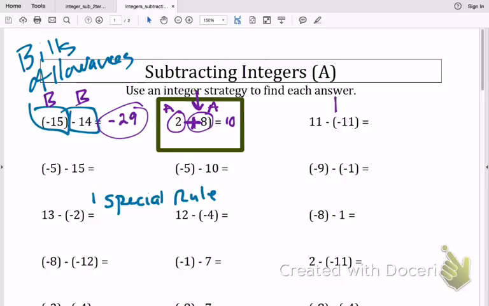Once again, this one follows the rule. We have a minus. Those become a plus sign. We have 11, which is an allowance. We have positive 11, which is an allowance. You have $11 from Mom, $11 from Dad. How much money do you have? Well, you've got $22. Congratulations.